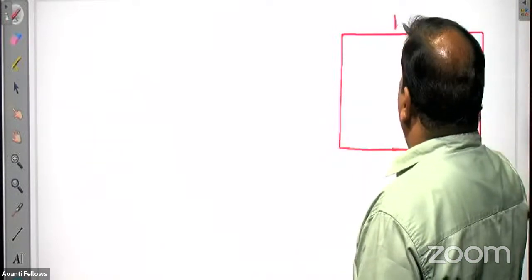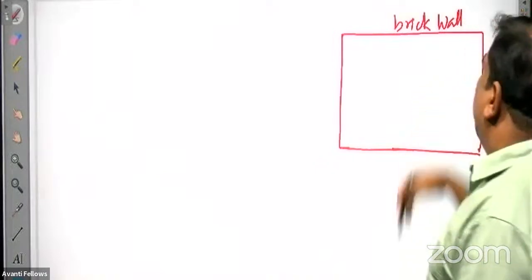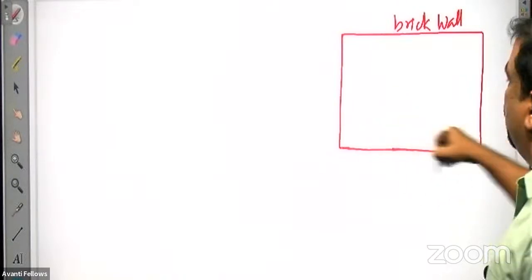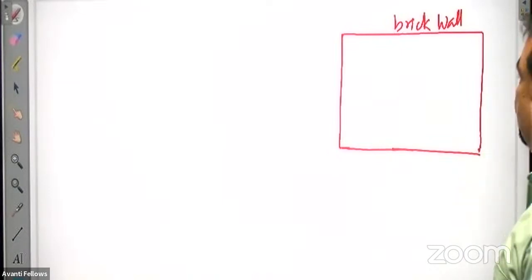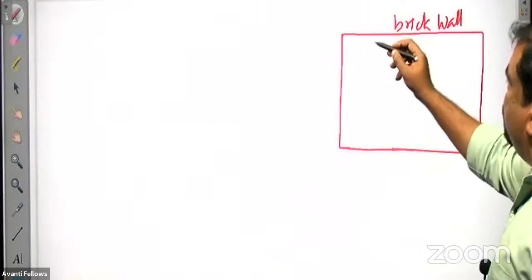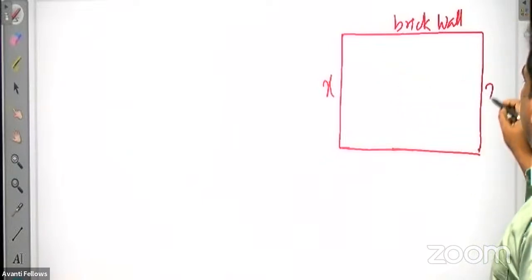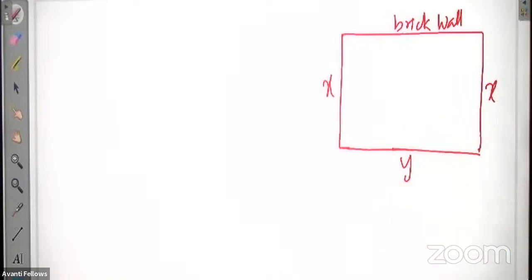One side he wants to make a brick wall. Okay, wall using bricks. And the remaining 3 sides fencing using some wire. Okay. The length of the garden which is perpendicular to the brick wall, that is given as x in the question. The length of the garden which is perpendicular to the brick wall, that is given as x. And the other is given as y.